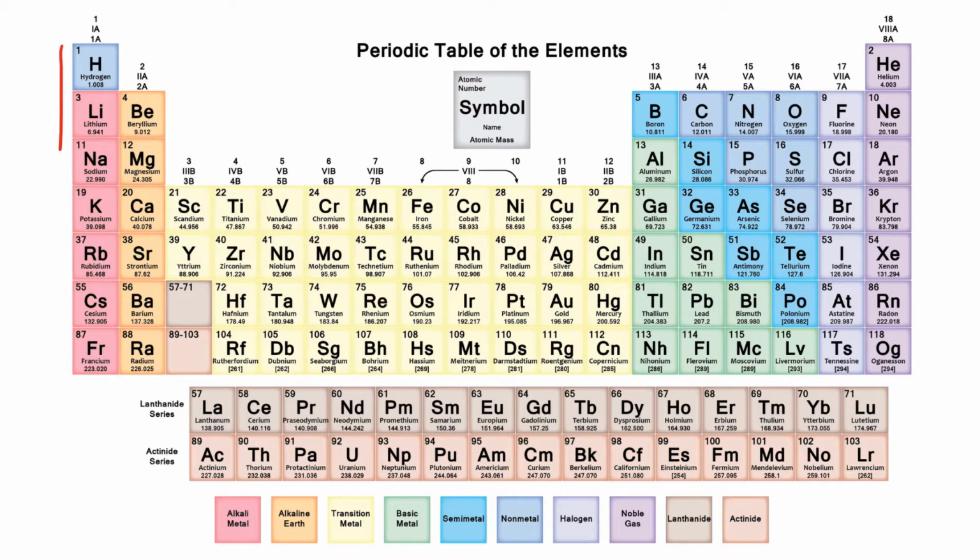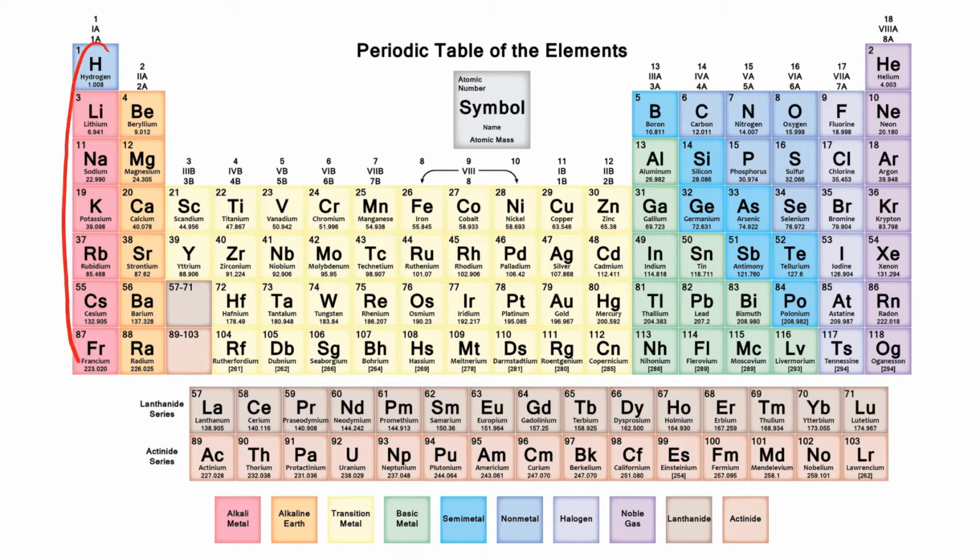A vertical column of elements is called a group. There are 18 groups in the periodic table. The elements in a group will have similar properties. For example, they may have similar color, similar melting point or similar crystal structure. And there are 7 horizontal rows in a periodic table. These horizontal rows are called periods.